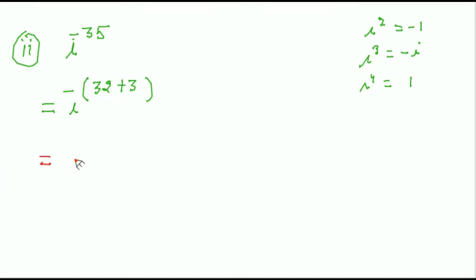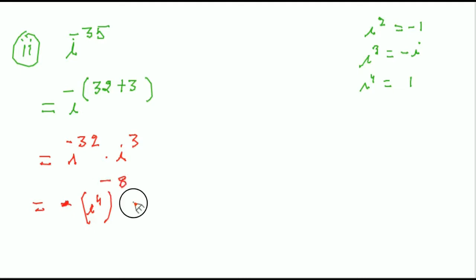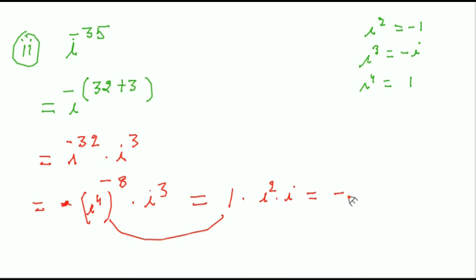So this is equal to, you have to write separately, I to the power minus 32 into I to the power 3. As you know, I to the power minus 32 you can write as I to the power 4 to the power minus 8. That was the basic concept, and I to the power 3. Here I to the power 4 is 1, and 1 to the power anything is 1. So this will become 1 into I to the power 3. I to the power 3 you can write as I square into I. So I square is minus 1, so minus iota.